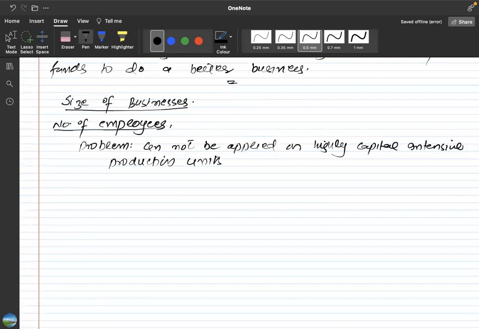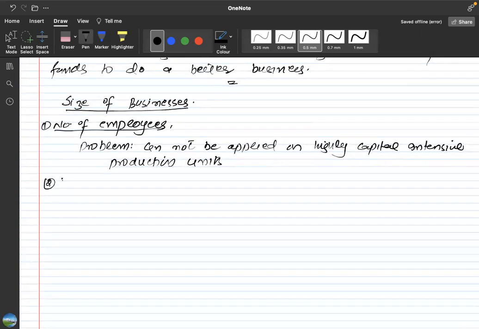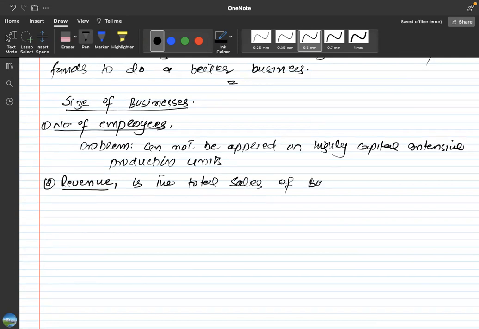The second method we use to measure the size of business is called revenue. We used to call it sales revenue originally, but now in new accounting terminologies, that is called revenue only. What is revenue? Revenue is the total sales of business. What does it mean? How we calculate the total revenue? Total revenue is calculated by multiplying the number of units sold with their selling price.